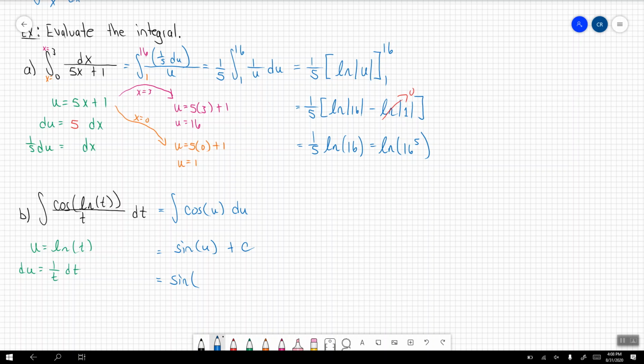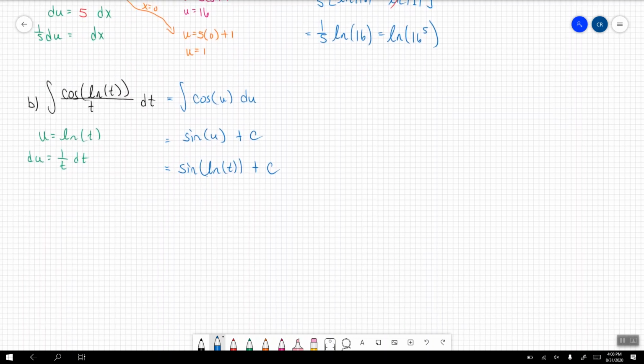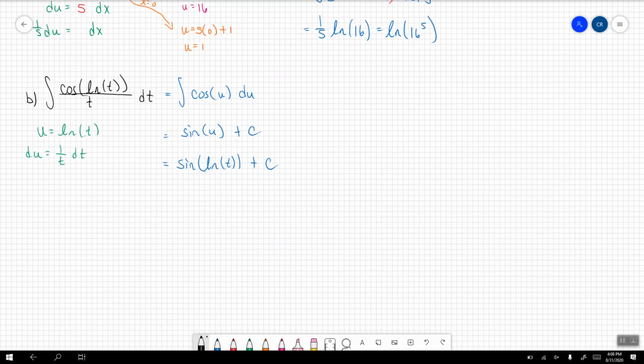So now this is sine of u in this case, which was the natural log of t, and then plus c. And that's my final answer. Nothing more, nothing less. That's it. That was part B. Let's look at part C.